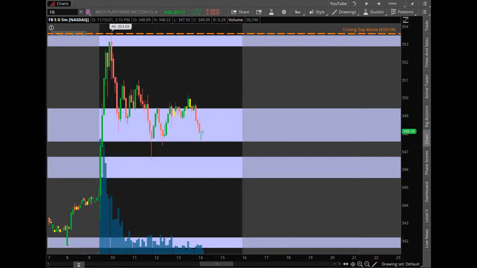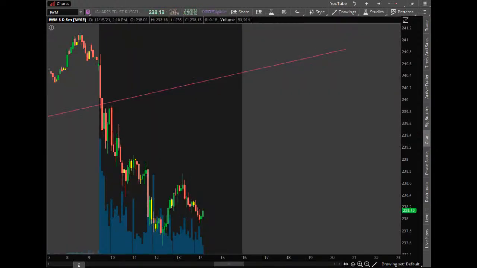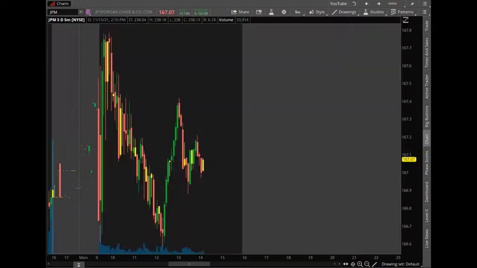So, we'll see how it goes. Take a look at IWM. Still choppy here. JP Morgan, choppy.